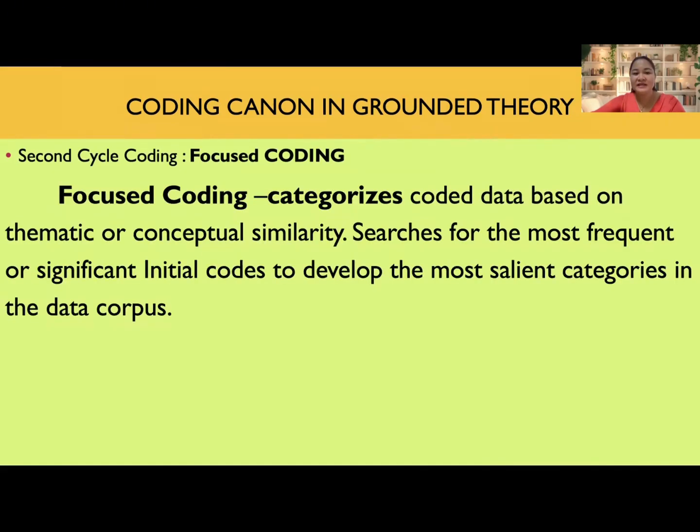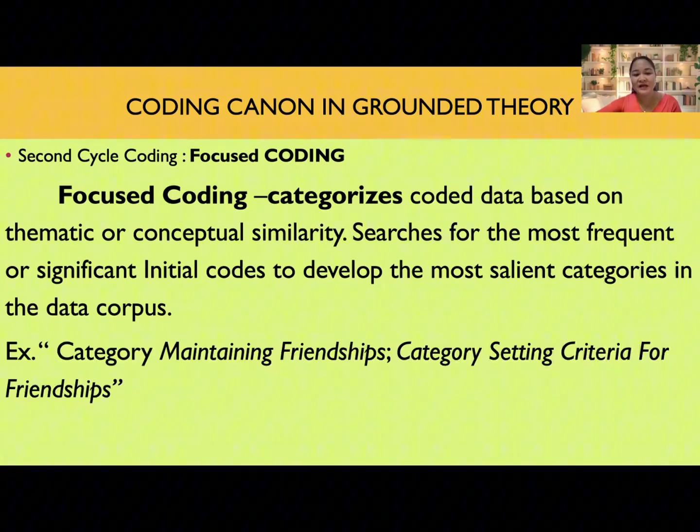Okay, we are now in the second cycle coding. The first type is focus coding. Focus coding, you're going to categorize coded data based on thematic or conceptual similarity, searching for the most frequent or significant initial codes to develop the most salient categories in the data corpus. So you're going to categorize. In the second cycle coding, you're going to group together, categorize similarities and differences. So category maintaining friendship. So we have example, category setting criteria for friendship.